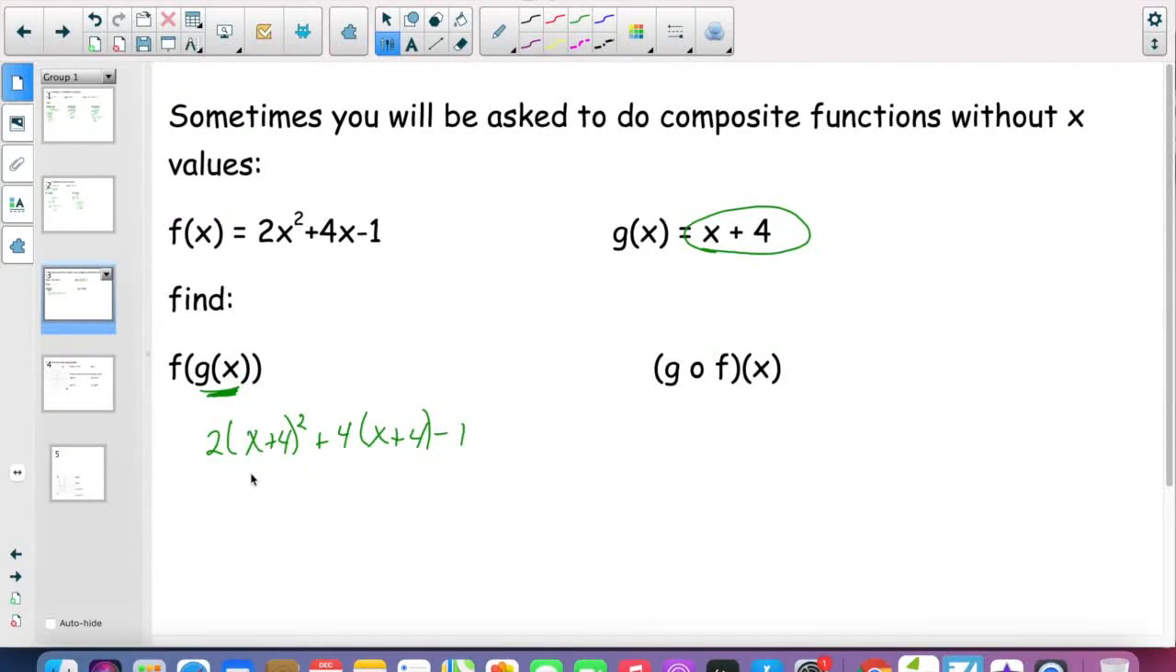And then I would just do the math. (x + 4) squared, we have already learned, is x squared plus 8x plus 16. If I then distribute the 2 to that, I would have 2x squared plus 16x plus 32. I'm going to distribute the 4 here, so that gives me a plus 4x plus 16, and I bring down the minus 1. Then the only thing I have left is to add like terms.